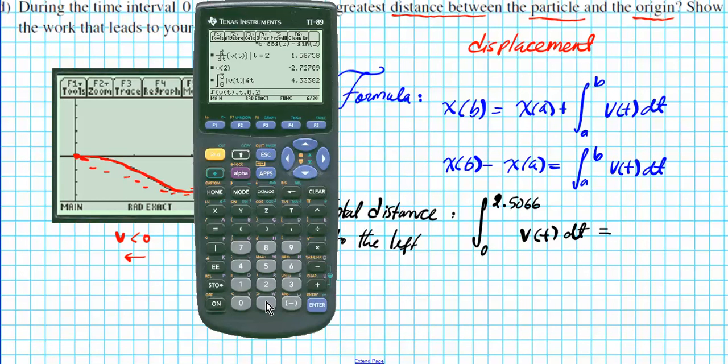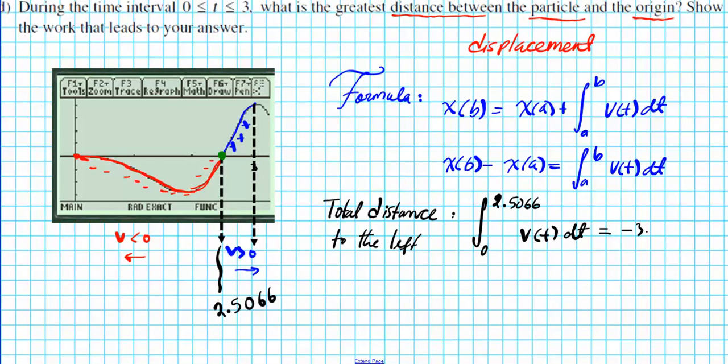All right, so 2.5066. Okay, enter. I need a numerical answer. Okay, so there you have it, negative 3.2655. Now, if you notice, this portion right here traveled to the left, negative 3.2655.